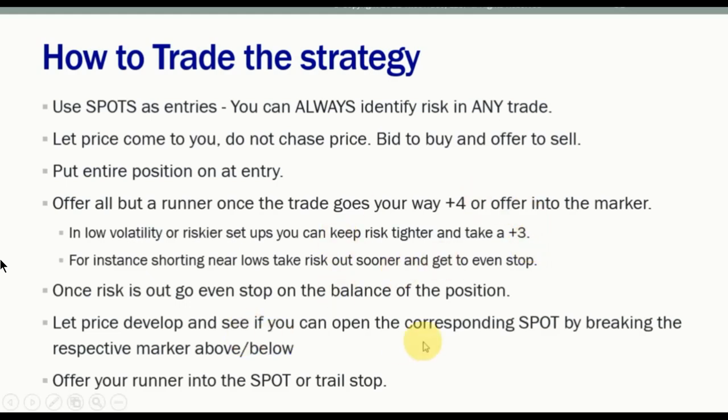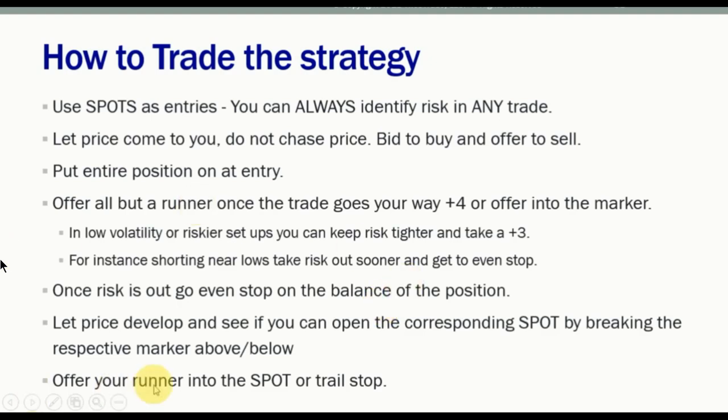Let price develop and see if we can open the corresponding spot by breaking the respective marker above or below. Okay? That's important. Remember, on the video, we saw how markers break and open spots, and price fulfills those open spots. So we got caught up in that by trying to read overall price and buying a 96 with that 88 open. What happened? The 88 eventually printed, and we ended up using that reaction to get out of the trade we were in at that marker, and then we still flipped long in the same instance. And we were able to recapture the handles that we lost plus a few.